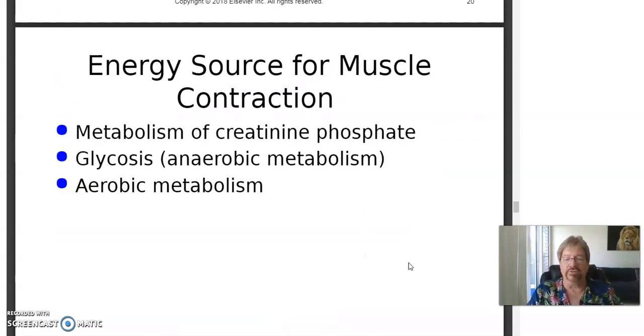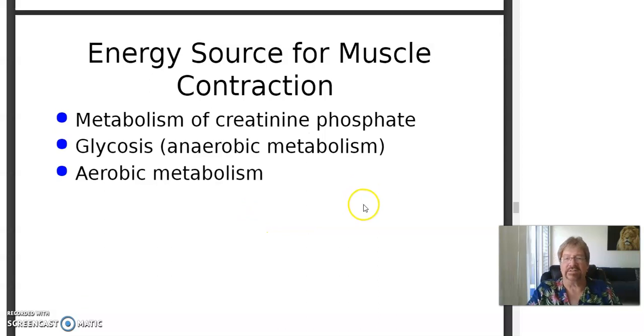Okay, where do we get energy for muscle contraction? Well, it's the same place we get energy everywhere else. The mitochondria produce ATP, but also creatine phosphate. Glycolysis is anaerobic metabolism. We talked about that in chemistry a little bit. So, it's the same thing.